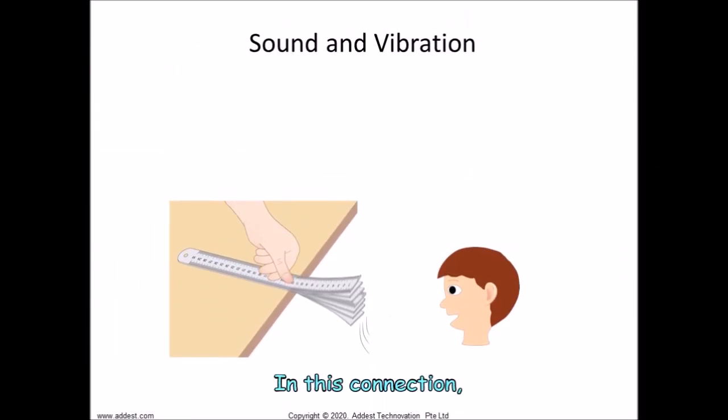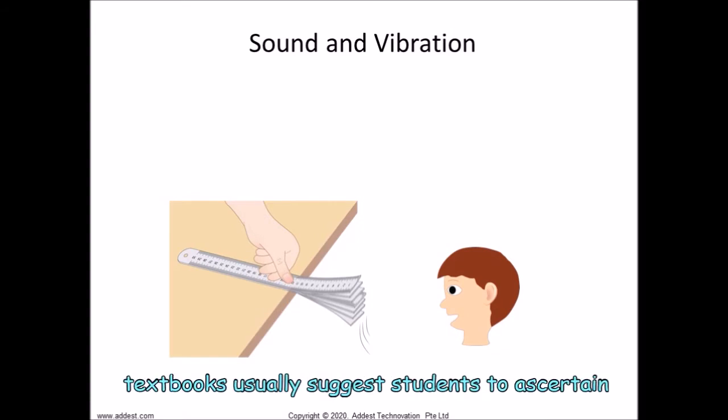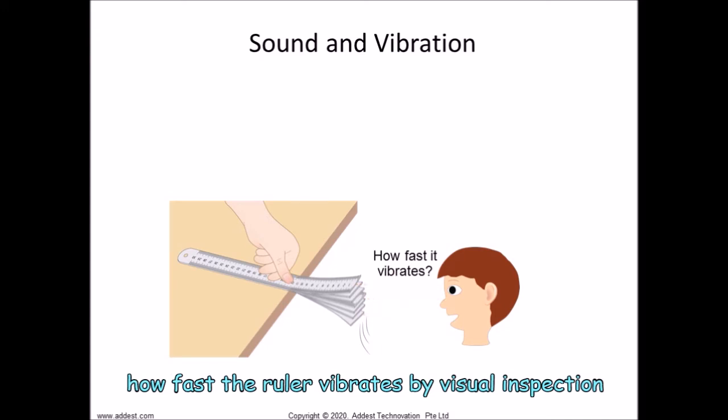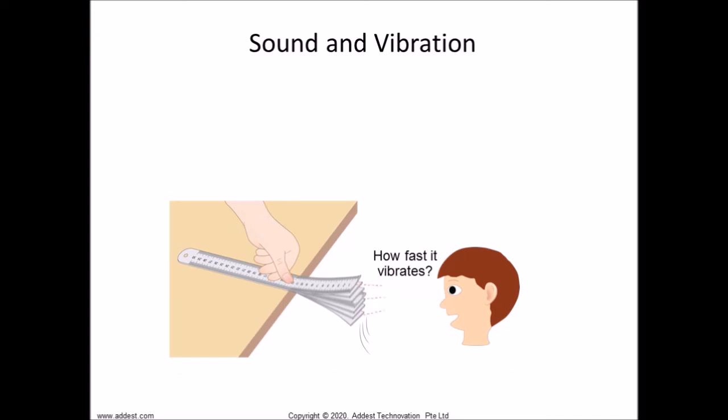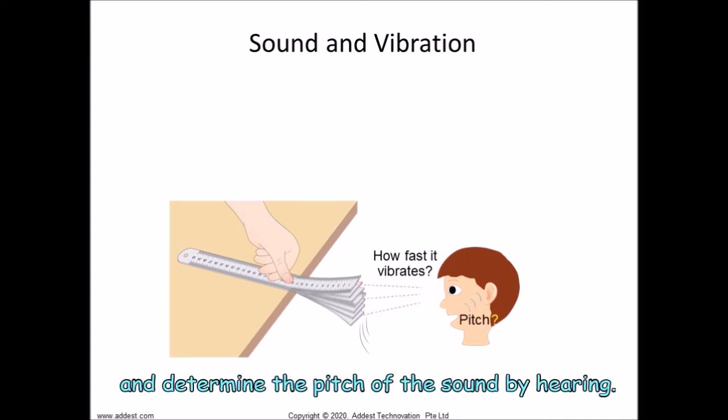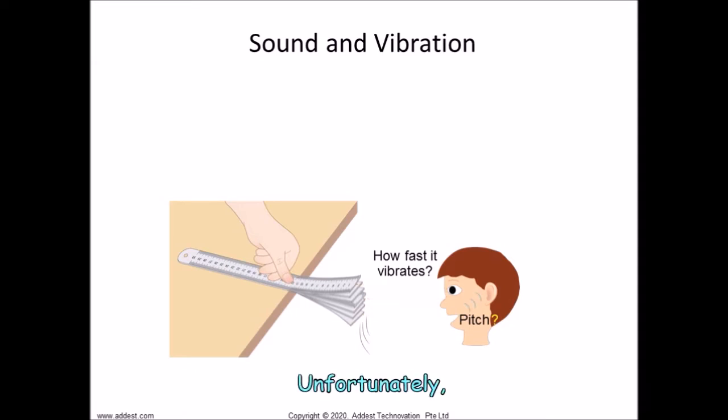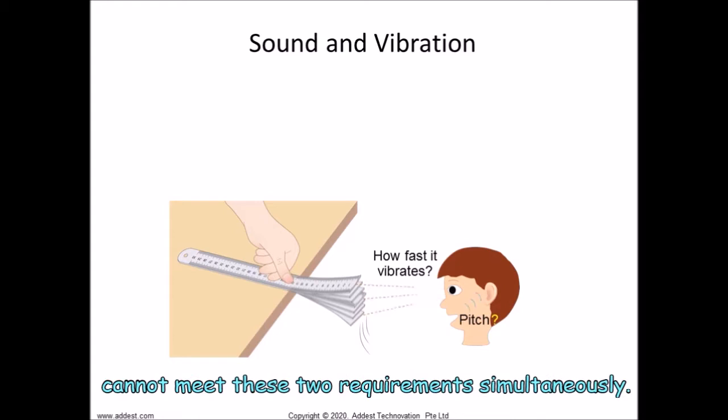In this connection, textbooks usually suggest students to ascertain how fast the ruler vibrates by visual inspection and determine the pitch of the sound by hearing. Unfortunately, human vision and hearing cannot meet these two requirements simultaneously.